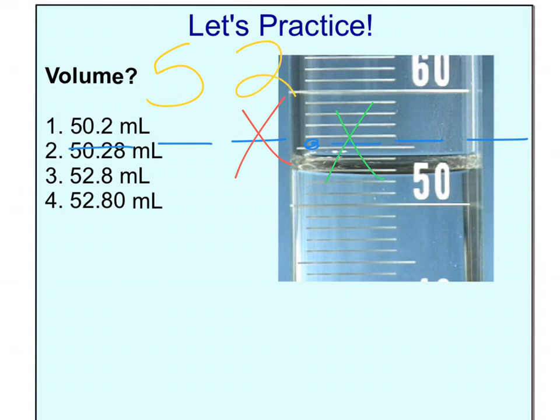When I go to actually take the measurement, it's in between 50 and 60, so I'm going to say 50. It's in between 2 and 3, so I'm going to say 52. Those are my certain digits, the ones I know for sure. But then I need my guess digit, so I'd say 52.8 milliliters. And again, this is my estimated digit, my guessed one. These are the ones I know for sure.